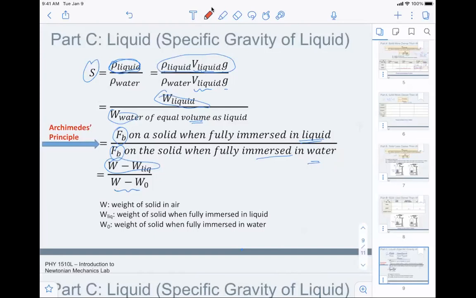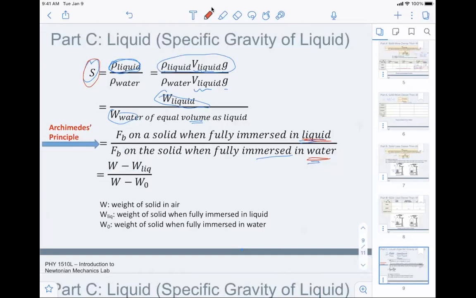So we can use Archimedes' principle by saying, well, the weight of the water being displaced is simply the buoyant force acting on the material. And the weight of the liquid is simply the buoyant force provided on the solid when you immerse it in that particular liquid. So you can see that this helps us translate the calculation of specific gravity to simply weighing the same object twice. Once weighing it in water, once weighing it in liquid.